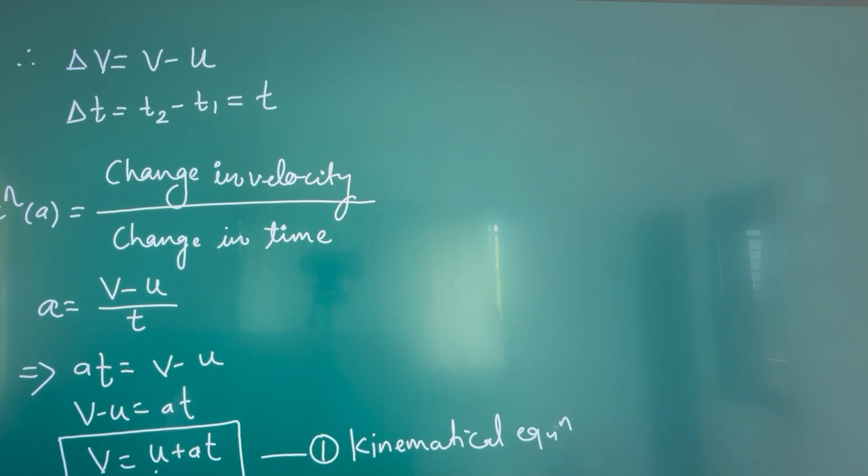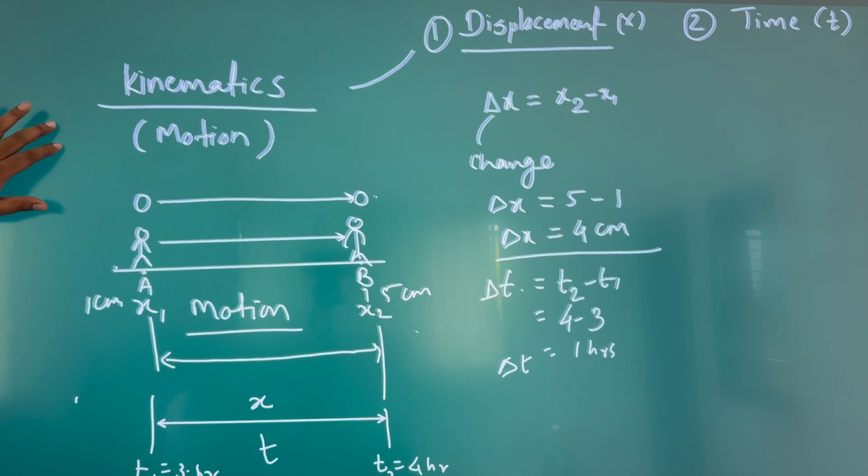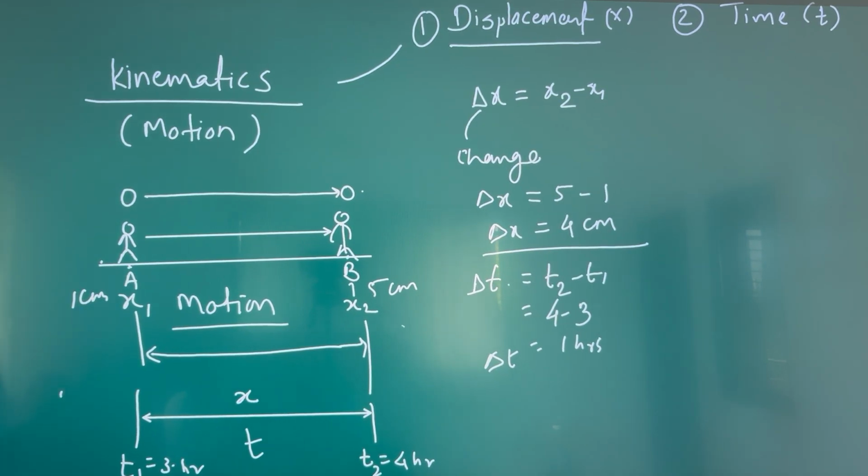How does it come? Initially we will start. At the first point we saw that a person is moving from point A to point B, and it changes its position, meaning it changes displacement. Changes displacement means we got a displacement.